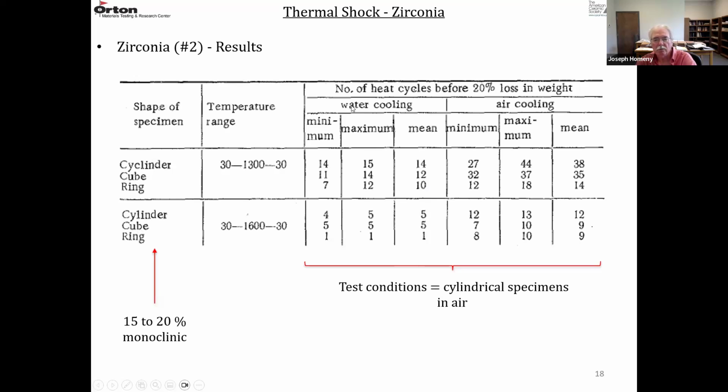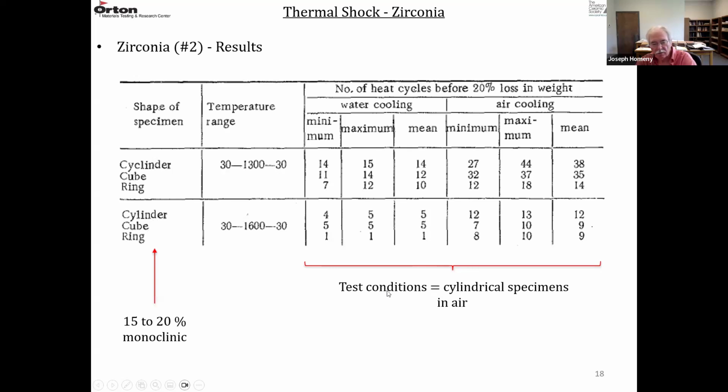And then air cooling is much less severe than water cooling. So going again from cylinder to cube to ring, it's 38, 35, and 14. And cylinder to cube to ring at the higher temperature, 12, 9, and 9. So the ones that did the best were the cylinders and at the lowest temperature.